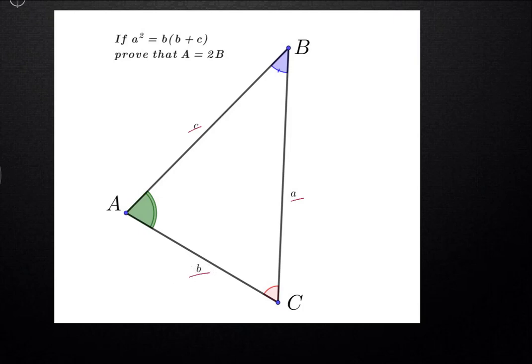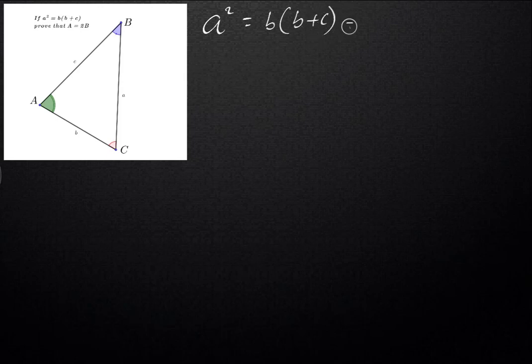What we have to find, the question is, if a squared, the side a squared, is equal to b times b plus c, we have to prove that angle A is double of angle B. We are going to use the law of cosines, Al-Kashi, in this one. It is the best one actually to use when you want to find angles. And we just said that a squared is equal to b times b plus c. If we distribute, we get b squared plus bc.